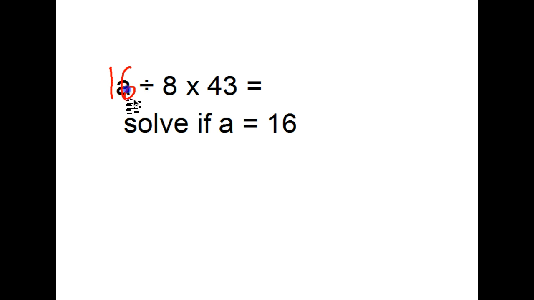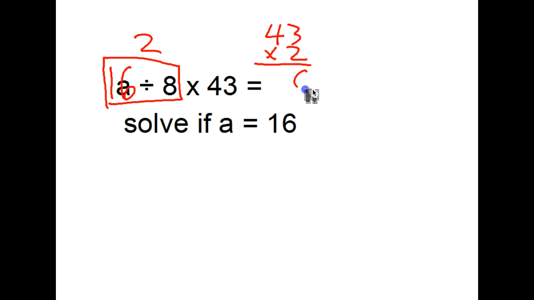Put the 16 in for a. Got dividing and multiplying, so I'm doing dividing first. 16 divided by 8 equals 2. And I got 2 times 43. 2 times 3 is 6, and 2 times 4 is 8. 86. So as you can see, when you're solving for one variable, I just put the number in where the variable would be, and then go through my order of operations. Please excuse my dear Aunt Sally, or please excuse Dad's messy sister Alice.